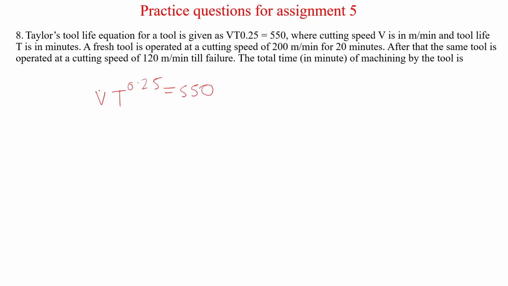This is the equation. It is saying that for the first 20 minutes a fresh tool is operated at 200 meter per minute, and then the same tool is used at 120 meter per minute till failure. The total time of machining by the tool is, please can you calculate this? Just try. Okay, I'll give you 5 minutes, do this.